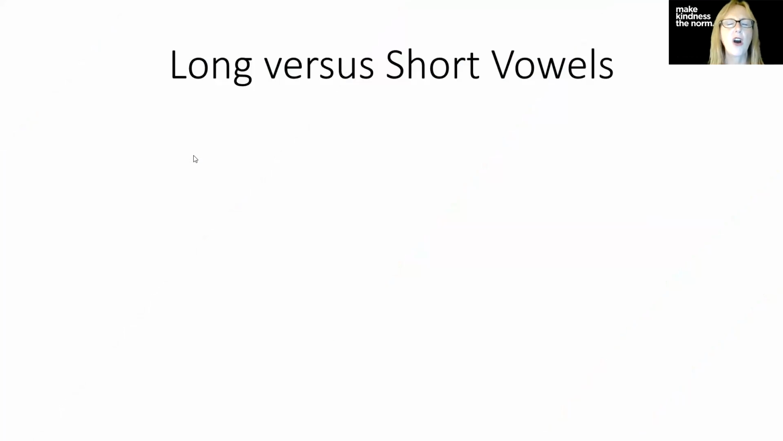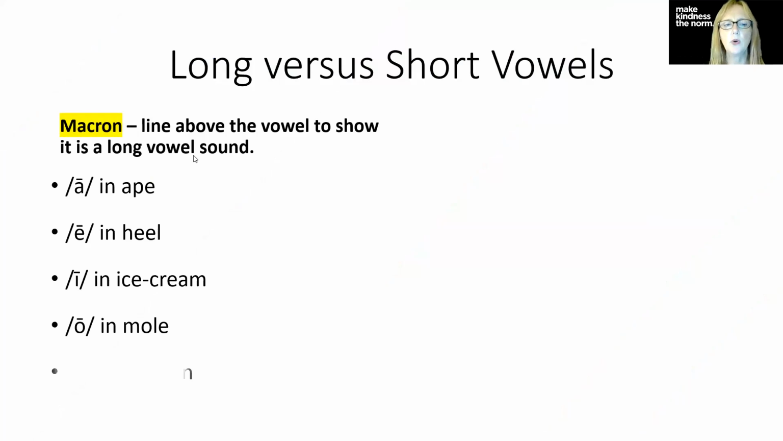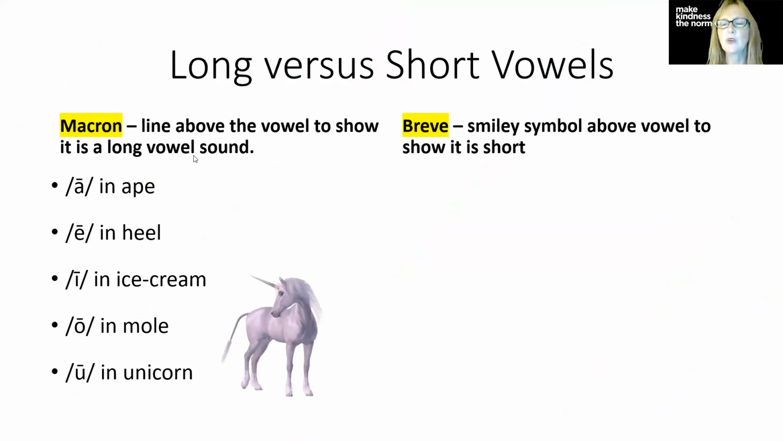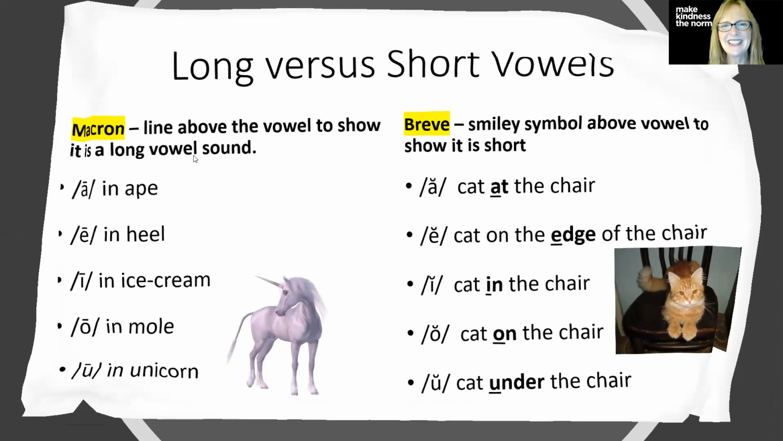You don't have to learn all of this all the time, but just to help refresh your memory, we're going to quickly go through our long A like ape. These are our long vowels. E like heel, I like ice cream, O like mole, U like unicorn. And then of course our short vowels. The more you really wrap your head around what the vowels are, the short vowels and the long vowels, the easier that spelling will be and the easier that spelling by syllables will be for you. So that's why we're going to go over them again, right?